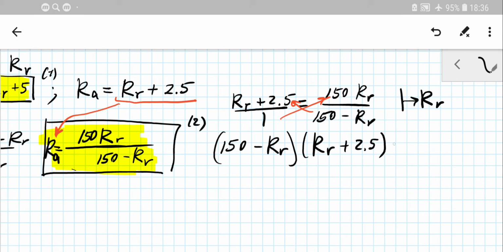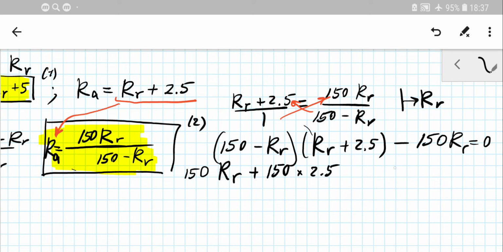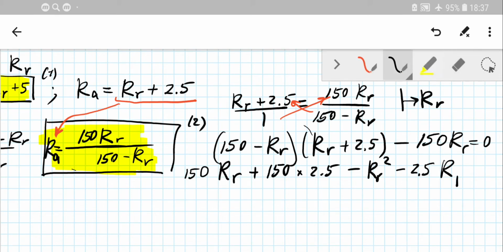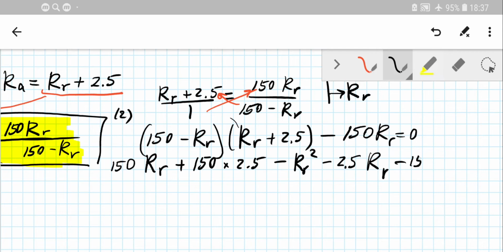So on the right side, I've got 150 Rebecca rate, or I subtract and transfer it to the left side. So I've got that. Next, I'm just trying to expand the brackets. So I've got 150 Rebecca rate plus 150 times 2.5. Then I do the same with Rebecca rate squared. And here I also got 2.5 Rebecca rate. And I also subtract 150 Rebecca rate, the last term here.